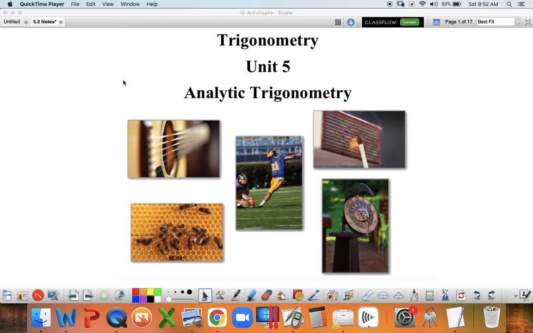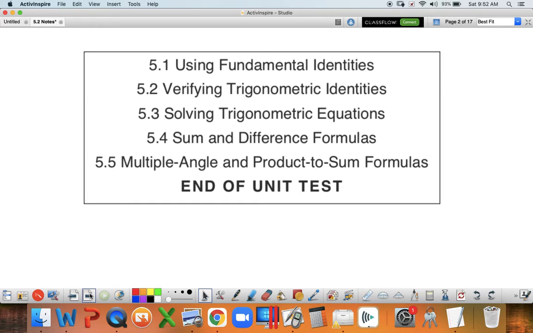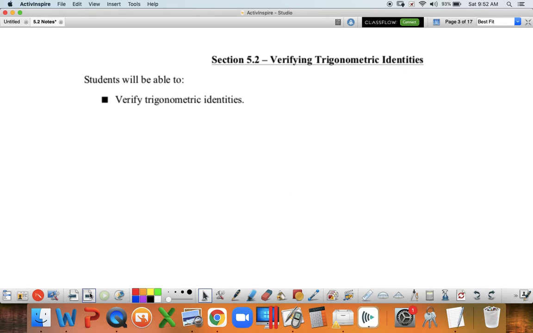This is trigonometry, section 5.2, which is verifying trig identities. This is a fun one. I really like doing this one. It will rely a lot on your algebra skills and also on knowing those different trig identities. We'll go over them, remind ourselves what they are, but we'll be using them throughout this.